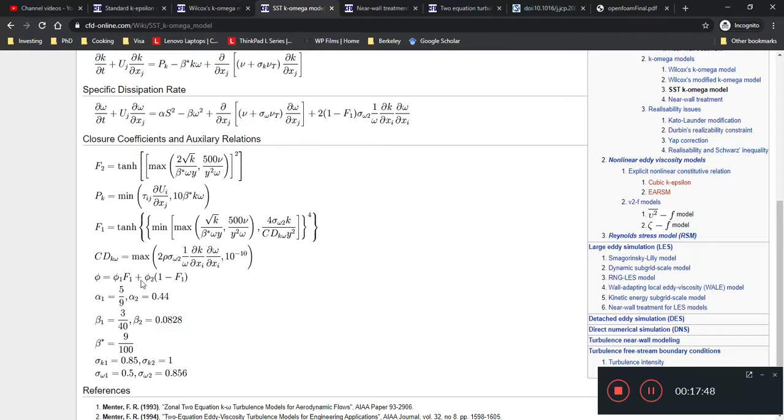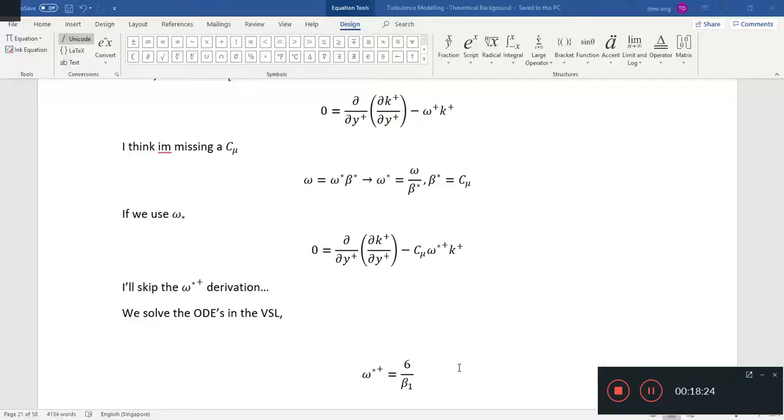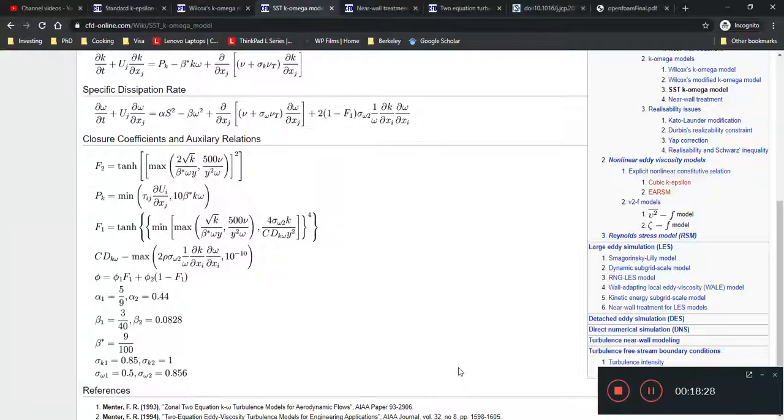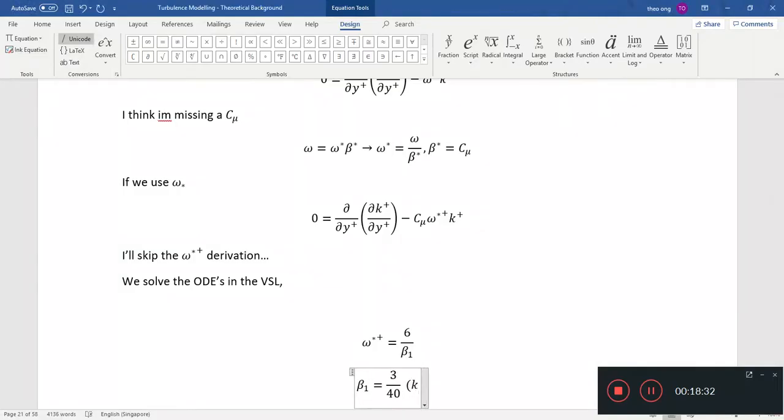And of course, based on your blending function, near the wall you want the coefficients to reflect more of the k omega version rather than the k epsilon version. So you see this blending function also comes into play with the coefficients. But I'll leave it at that and come back to it later. So this is beta 1, 3/40, corresponding to the k omega equation constant. This is where we get it from.